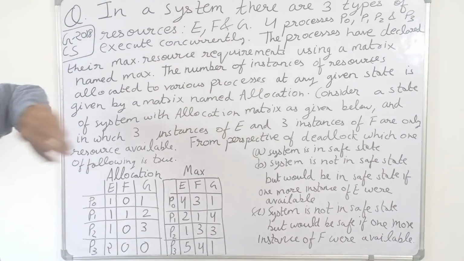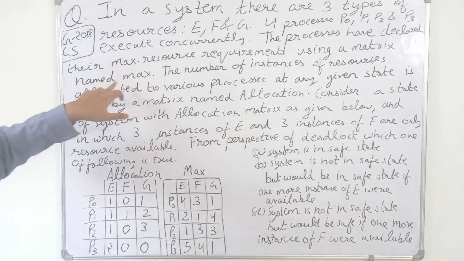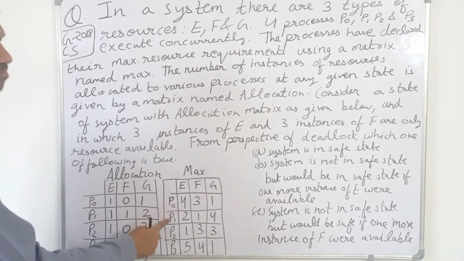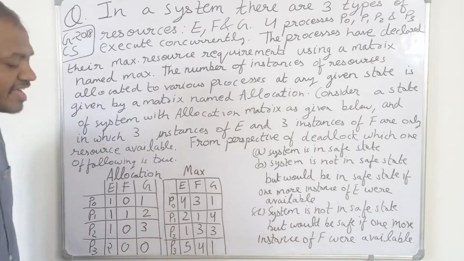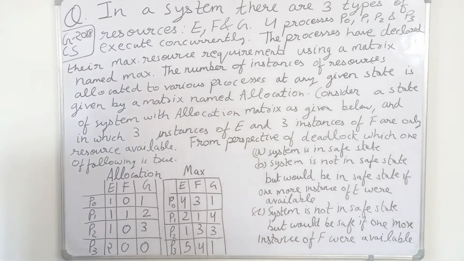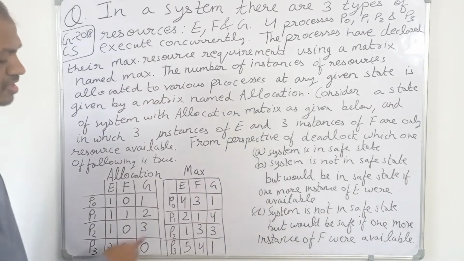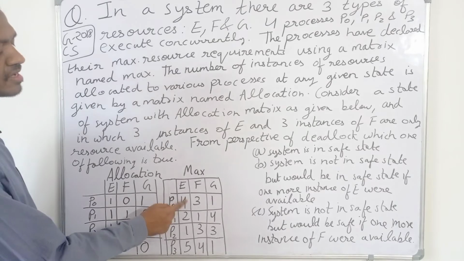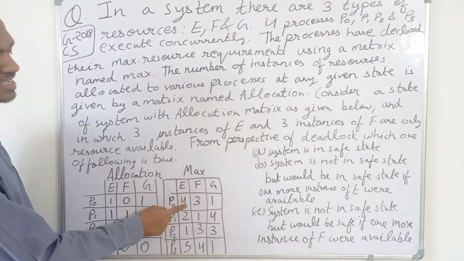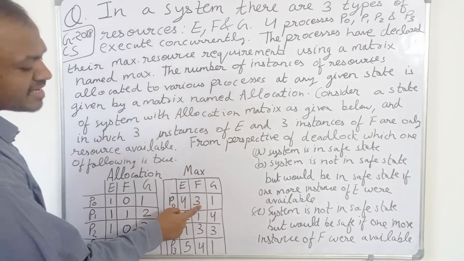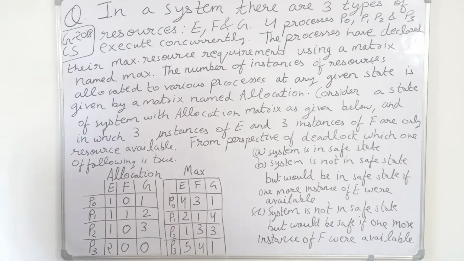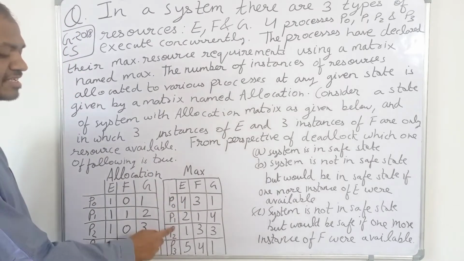These processes have declared their maximum resource requirement using a matrix named max. So P0, P1, P2 and P3 have declared the maximum resource requirement using this matrix. For example, P0 requires a maximum of 4 instances of resource E, a maximum of 3 instances of resource F and 1 instance of resource G. This is the maximum requirement of process P0.